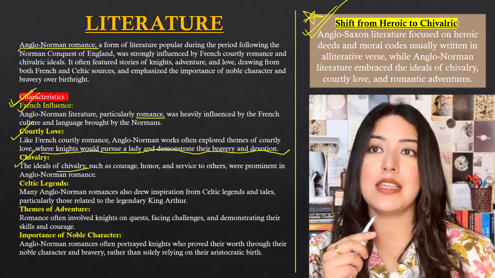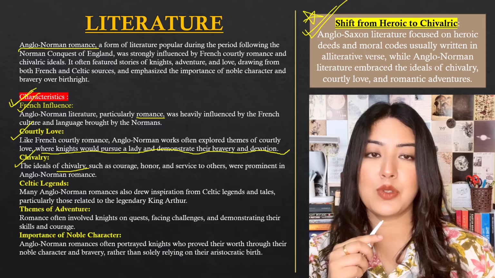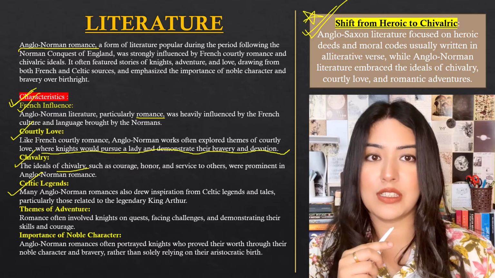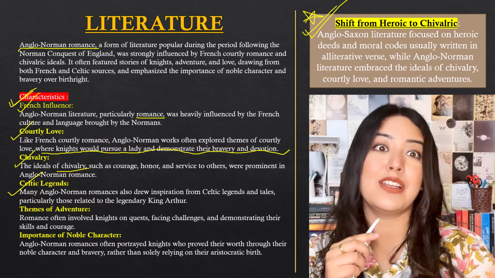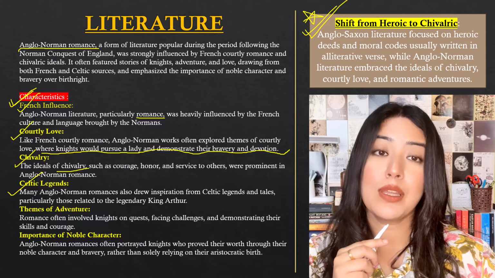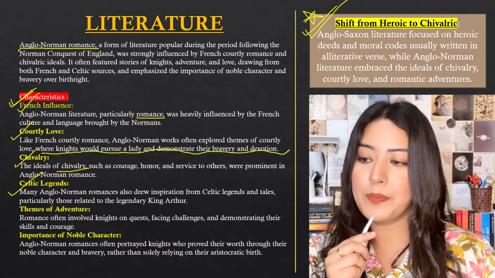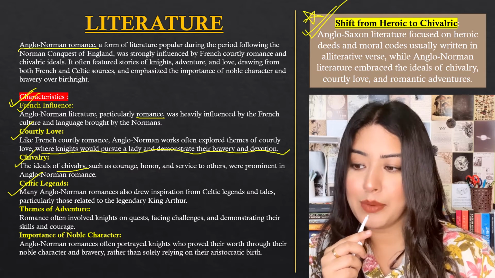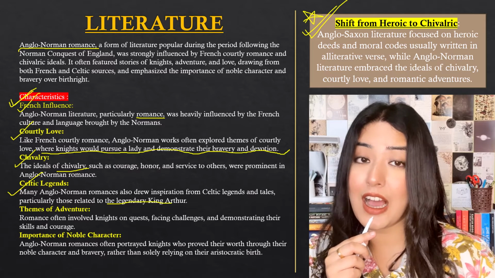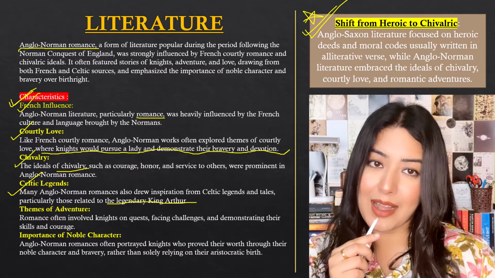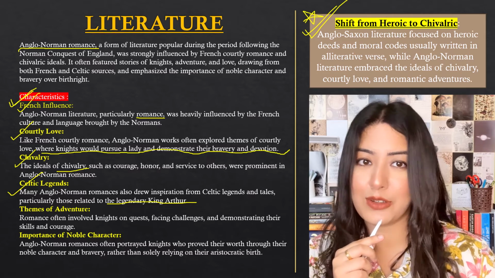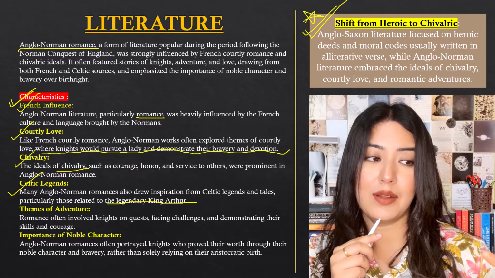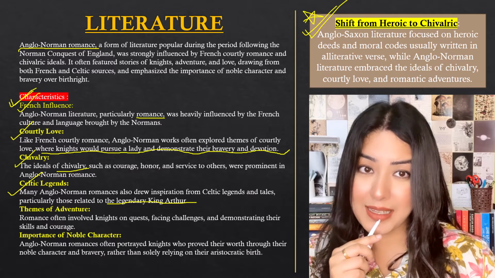Celtic legends, see, they have inhabited a land, they've come from outside, inhabited land. So you have generations of culture that is handed down. So Celtic influence was also there, the original, right? Anglo-Norman romances also drew inspiration from Celtic legends and tales, particularly those related to the legendary King Arthur. So King Arthur, the knight in shining armor who has upheld the code of honor, code of conduct of the knights, okay, he is the ideal, and his stories find a prominent place during this period.